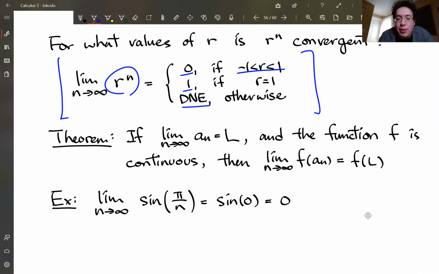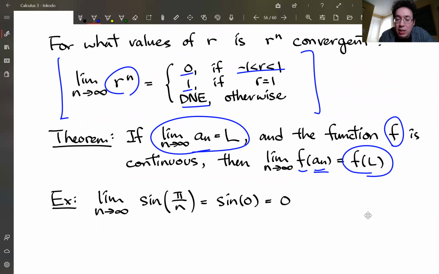Another good thing to know is that if you know something has a limit and you are working with some continuous function like a polynomial, trig function, exponential function, or logs, then the continuous function of the sequence is going to be the continuous function of the limit. In some sense, you're putting the limit inside of the continuous function, computing the limit, and then once you have the limit, plugging it back into the function.